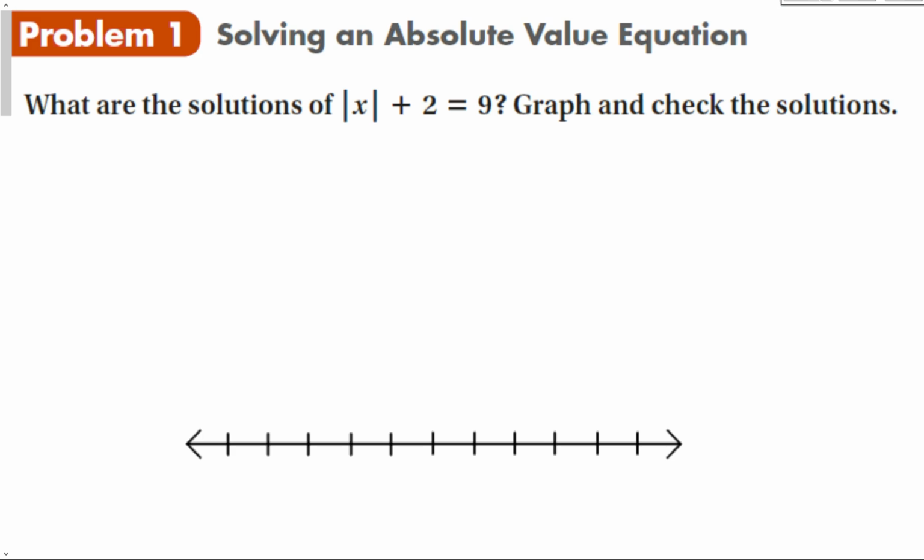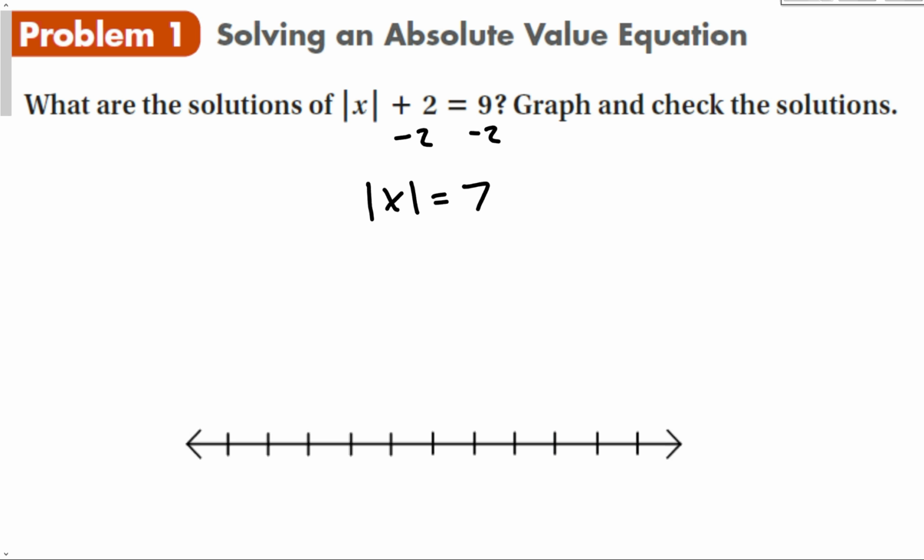So what we're going to do here is realize what happens with absolute value equations. First, I have to isolate the absolute value part of the absolute value equation. So I'm going to start by subtracting 2 from both sides. Now I have the absolute value of x is equal to 7.